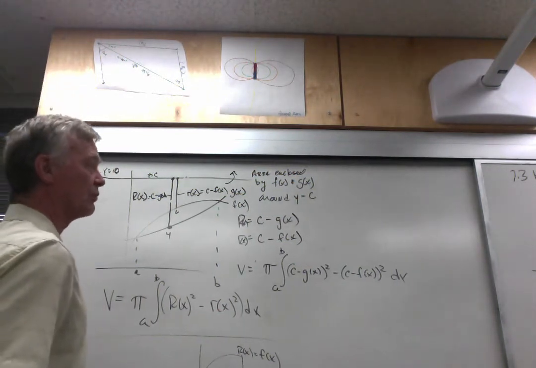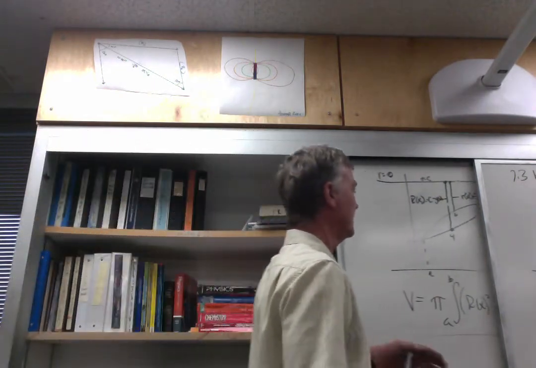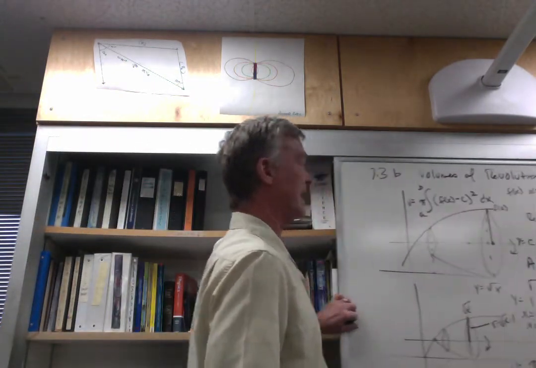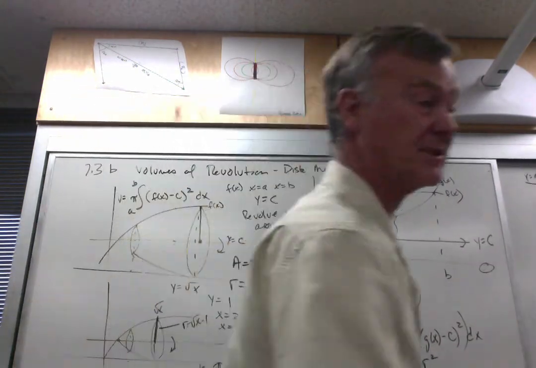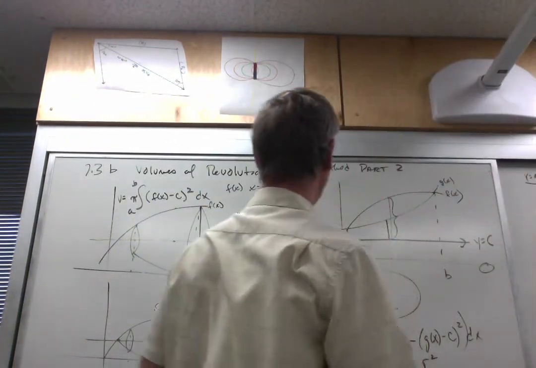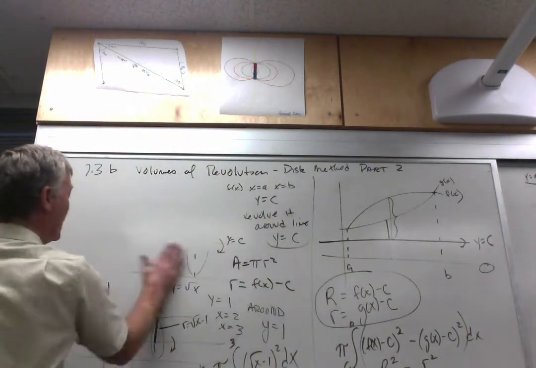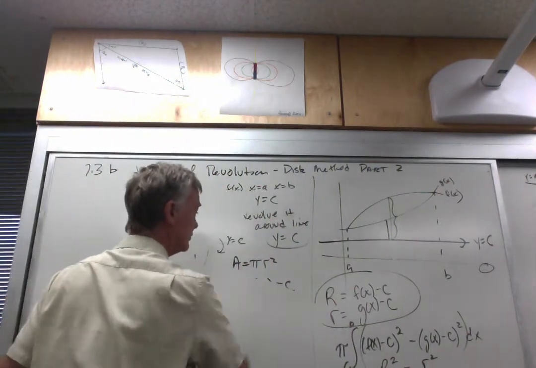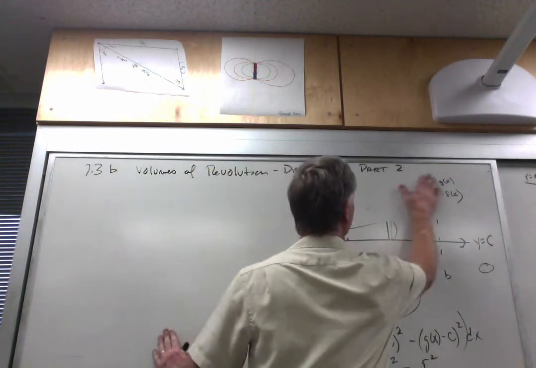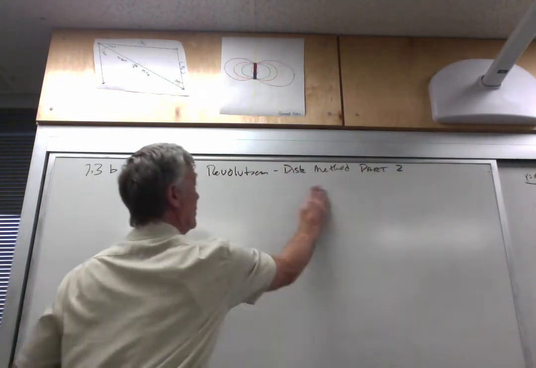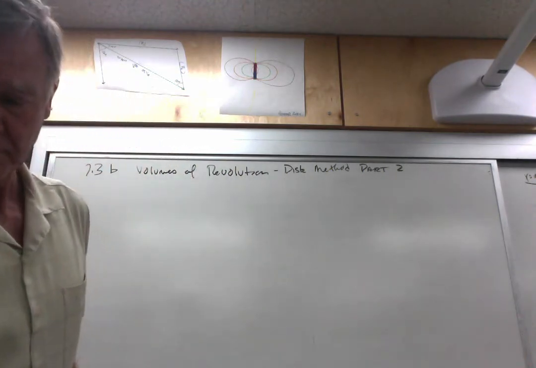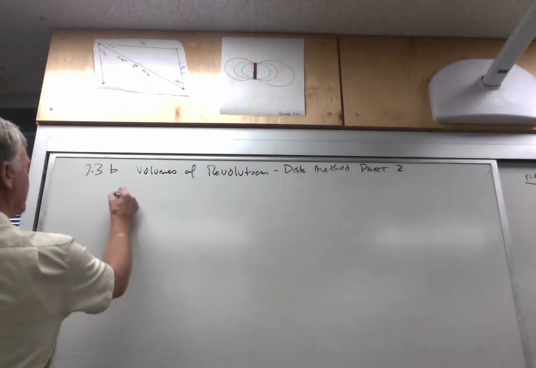Okay, now, there is one other type of problem that will pop up in this section, and I want to hit it, and then we'll be done. This is disk method part 2, or maybe I should say part B. What happens if we are going around the y-axis? We've done something like this with areas.